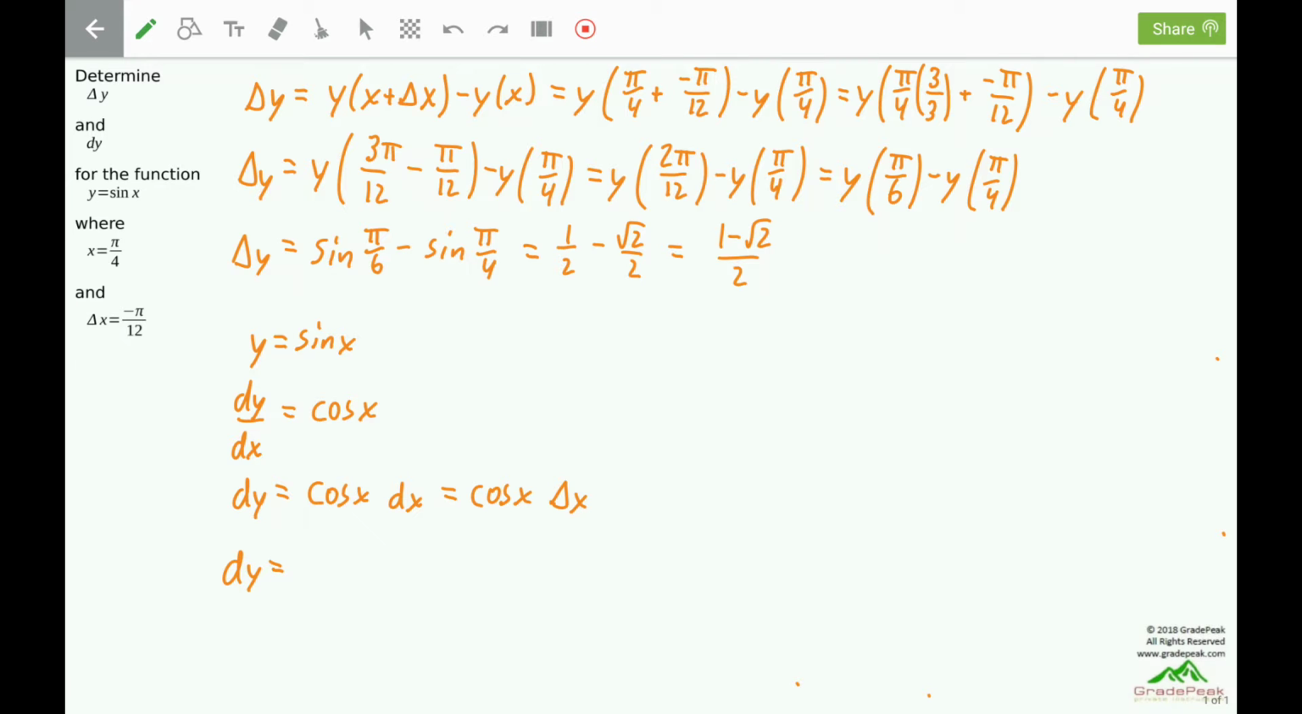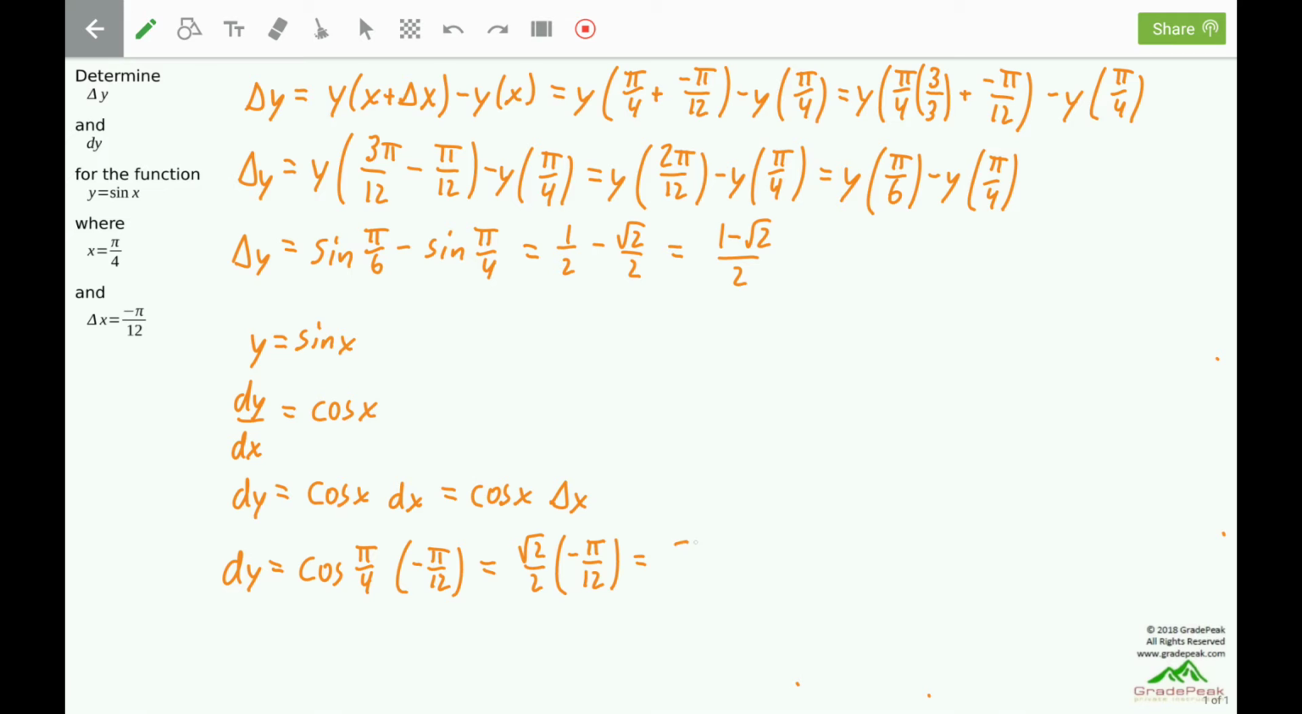dy can now be found by plugging values in. We will have the cosine of x, which is pi over 4, and then times delta x, which is a negative pi over 12. The delta x is not inside of the trig function. It can be moved to the front of it, or just multiplied times the result of the cosine of pi over 4. Cosine of pi over 4 is root 2 over 2, and then times negative pi over 12.